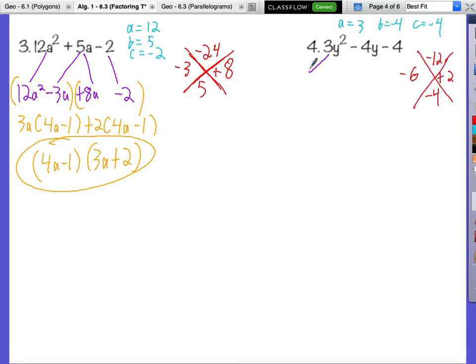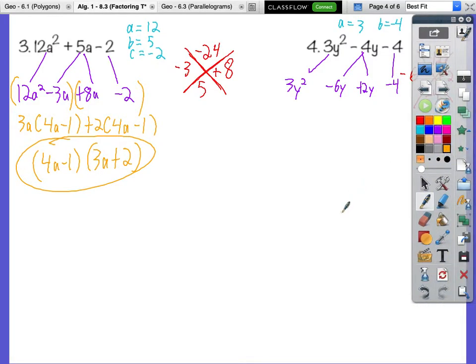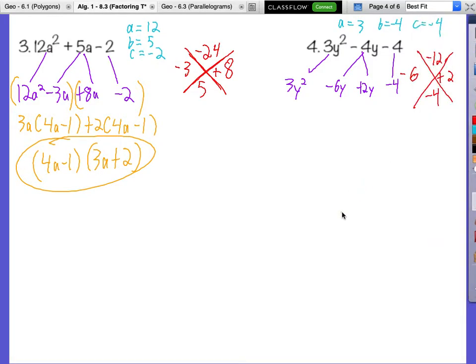We rewrite this now. Our first term stays the same. We split this middle term: -6y plus 2y. Make sure we have those y's with that. And it's -4. And then once we do that, what do we look to do now? Group them. Factor by grouping, which is what 8.2 was.